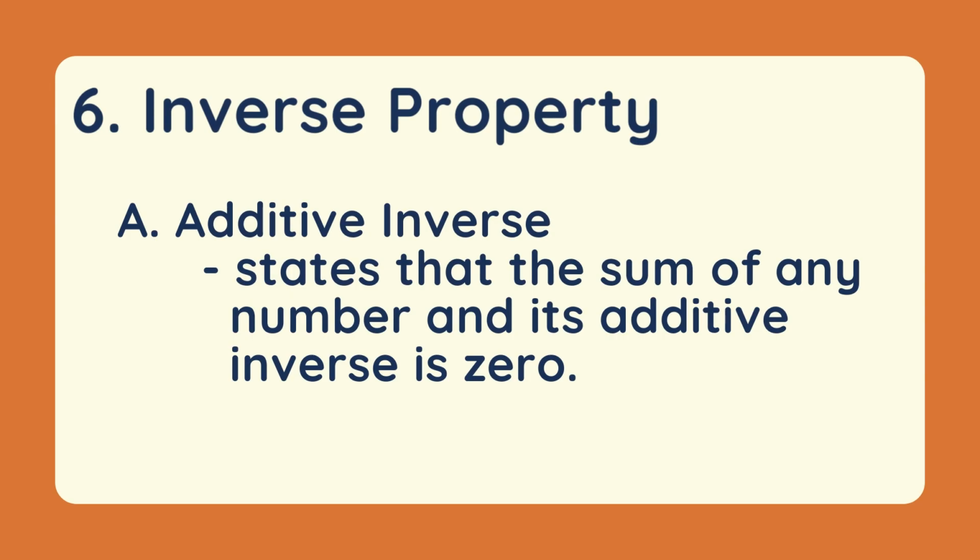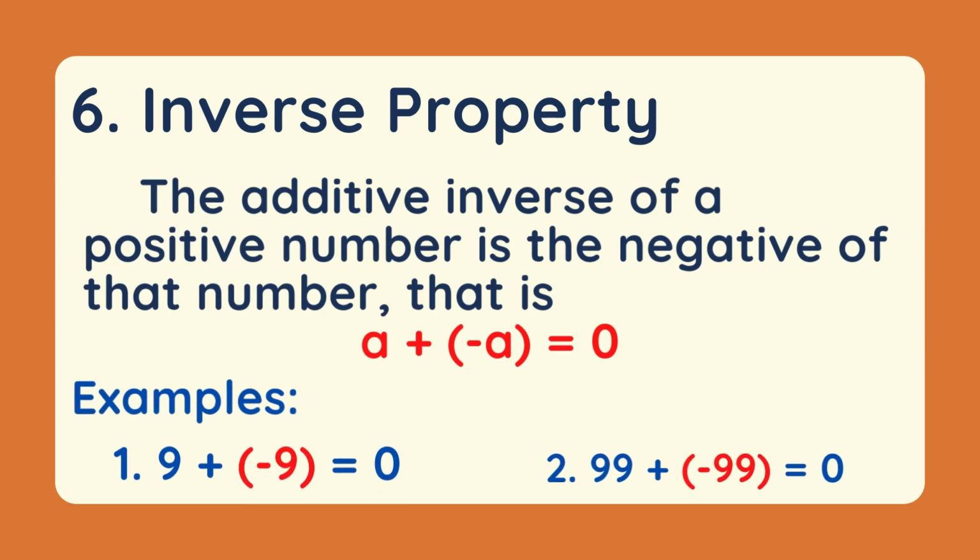Let's have the last property, which is the inverse property. For the additive inverse, it states that the sum of any number and its additive inverse is 0. So what is that additive inverse? The additive inverse of a positive number is the negative of that number. Take note of that. So if you are given a positive integer, its negative is its additive inverse. So let's say, for example, number 1, we have positive 9. So the additive inverse is negative 9. And their sum will always be equal to 0.